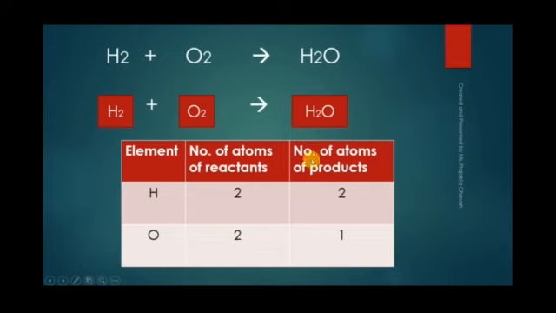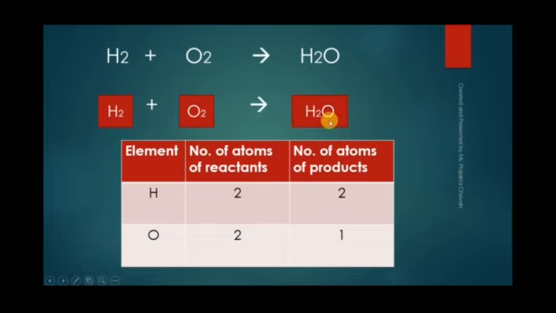The third column is number of atoms of products. Here the product is H2O. Again, separately for hydrogen and oxygen. For hydrogen, as you can see, it is H2. That means 2 atoms of hydrogen are present. And here we have only O. There is no number present for O. Whenever there is no number, we write it as 1.